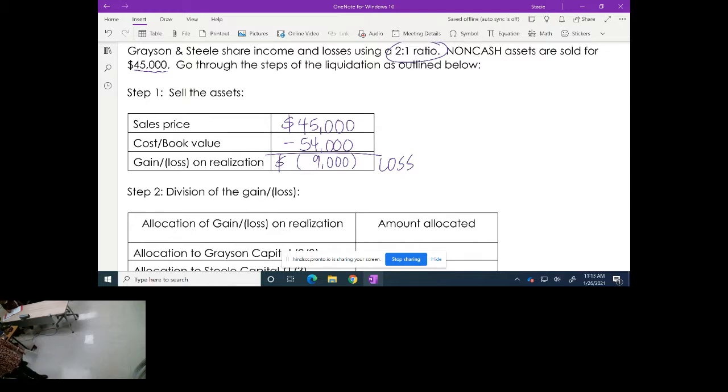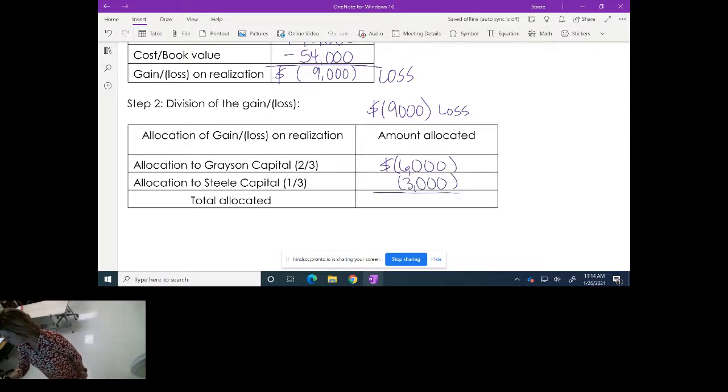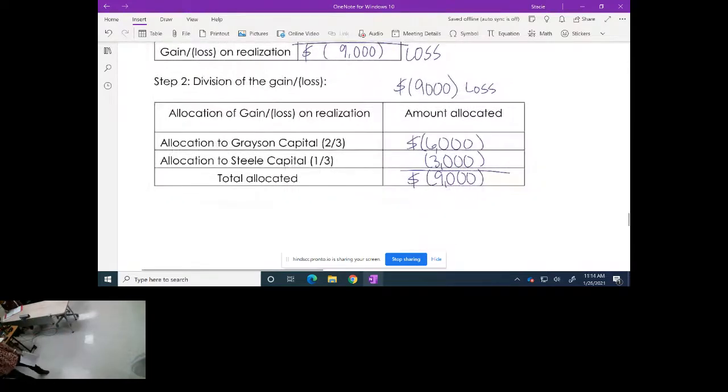All right. So we need to allocate that $9,000 loss to the partners. Grayson gets 2/3, Steele gets 1/3. 6,000 and 3,000. This one's easy. I like these that are easier to compute. We should come back to that total gain or loss amount. If you don't, you've calculated something screwy.